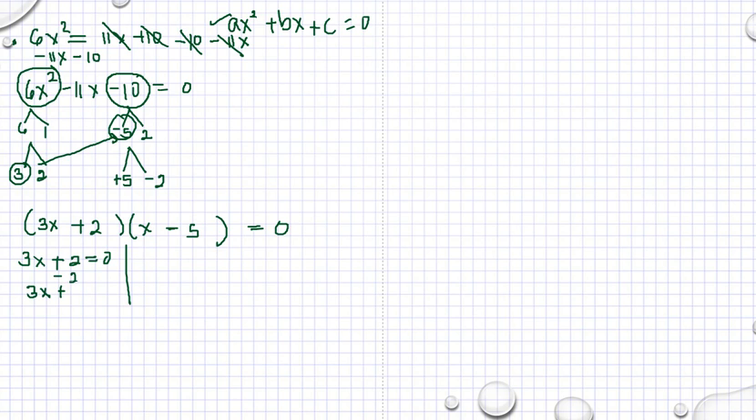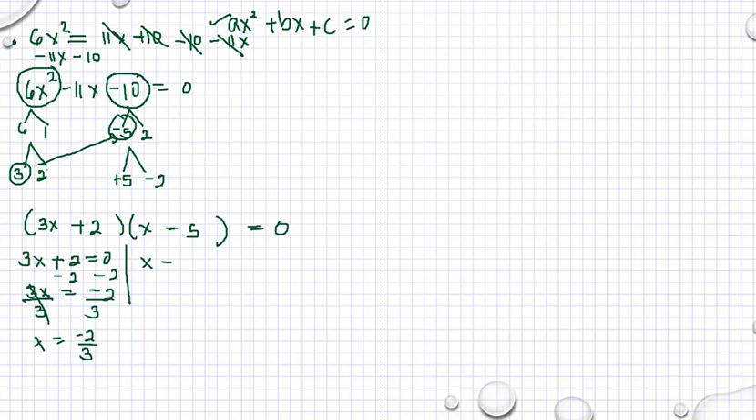If we subtract both sides of the equation by 2, then we have 3x is equal to negative 2. Then we divide both sides of the equation by 3. And we have x is equal to negative 2/3. The other one is x.